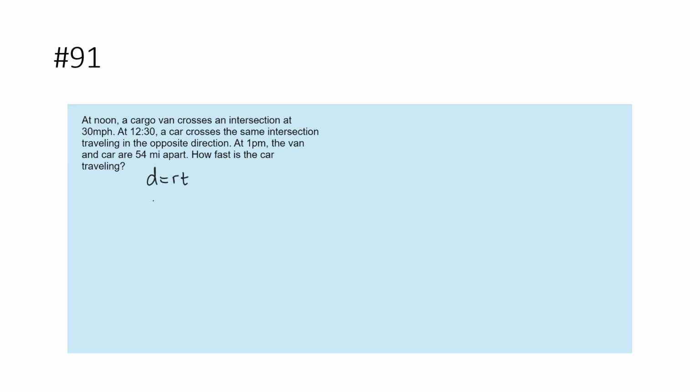All right, and in this case, I know the total distance is 54, and that's going to be equal to the rate and time of the van plus the rate and time of the car. So the rate of the van is 30 miles per hour, and the time that they're driving, it says at noon the van leaves the intersection, and at 1 p.m. is when they're 54 miles apart. So the van has been driving for 1 hour, from noon to 1 p.m.